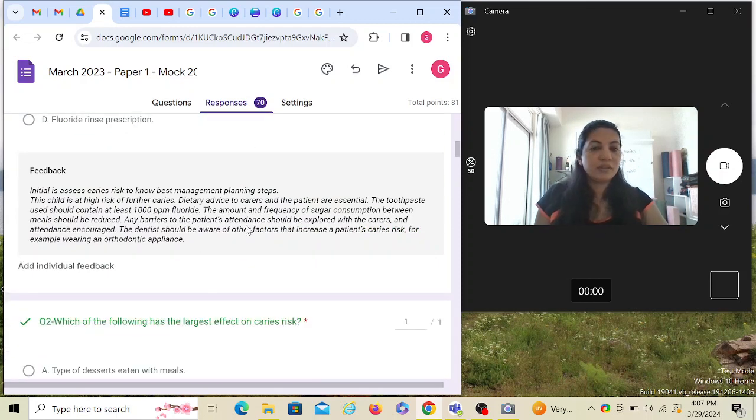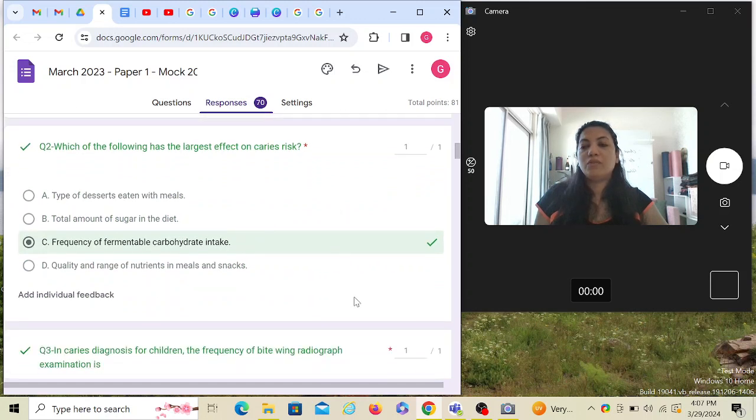Then I've given a feedback here. Which of the following has the largest effect on caries risk? Largest effect. Now, whenever you have adjectives like this, understand that all the options given to you would be right. Amongst that, you have to choose which would be of the highest priority.